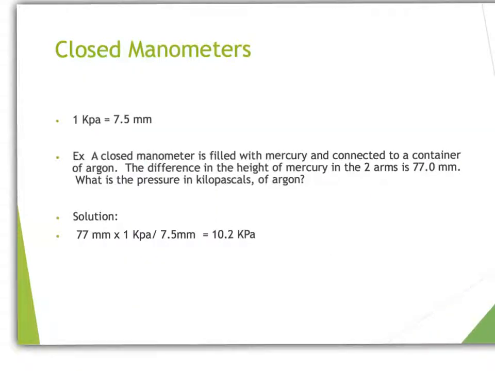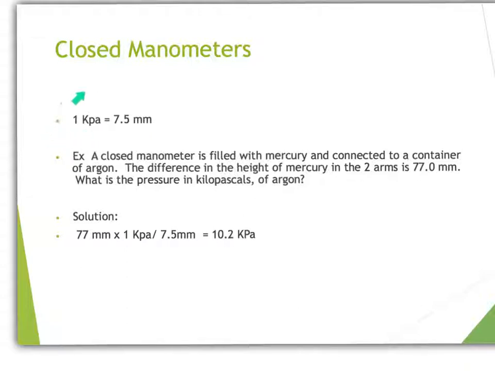Here we will be looking at closed manometer problems first. Now the conversion that we will use is 1 kilopascal equals 7.5 millimeters of mercury. The problem we will be solving is right here. A closed manometer is filled with mercury and connected to a container of argon. The difference in the height of the mercury in the two arms is 77 millimeters. What is the pressure in kilopascals of argon?